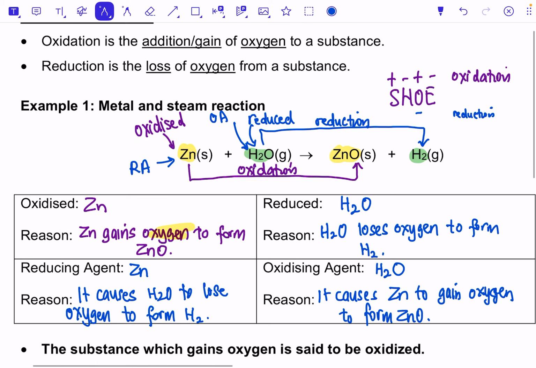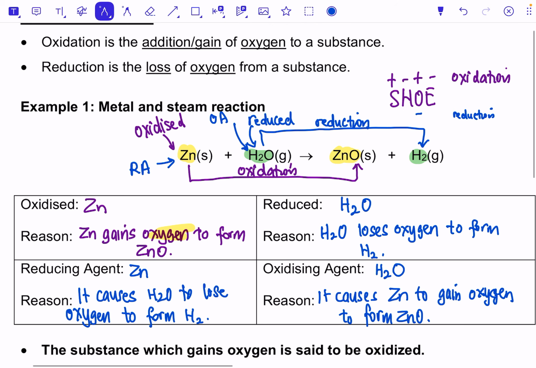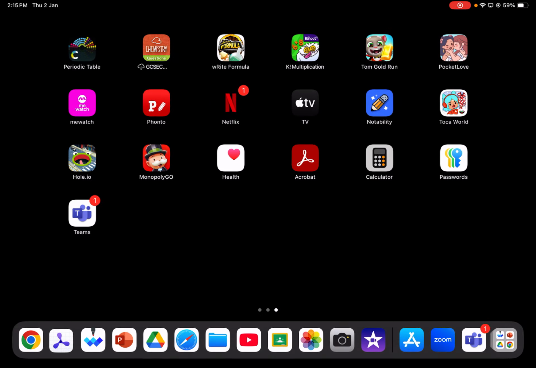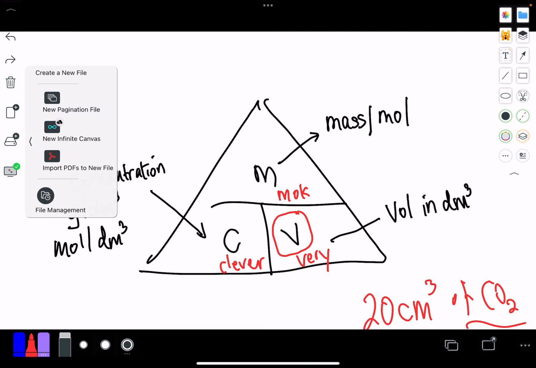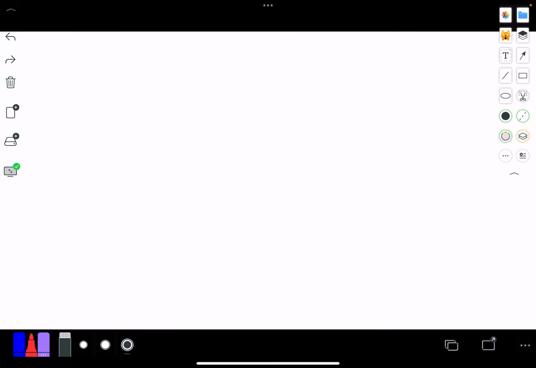So, what I want to share with you right now, before you start the next question, is that I'm going to show you just a shortcut. No need to copy. Okay, so you have two reactants and two products.